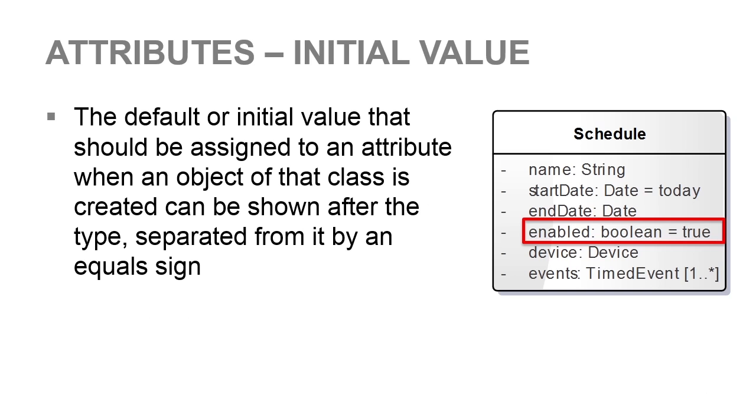When an instance of a class is created, you can specify the default initial value that will be assigned to an attribute by specifying an expression which is separated from the attribute by an equal sign. In this example, enabled defaults to the value true.